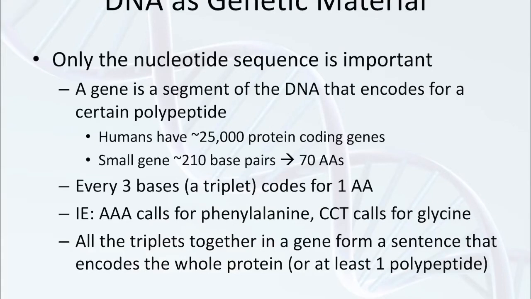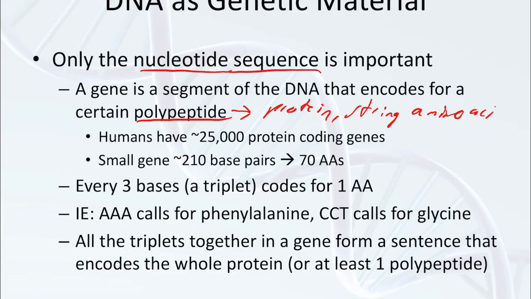Keep talking about DNA and the nucleus and what the DNA is for. So the thing that's most important about DNA as far as what we're concerned with is the sequence of the nucleotides. Okay, nucleotide sequence. So a gene, you've heard of genes, of course. A gene is a segment of DNA that encodes for a certain polypeptide. Polypeptide is eventually going to become a protein. Polypeptide is really that string of amino acids all bound together. Humans have about 25,000 genes.